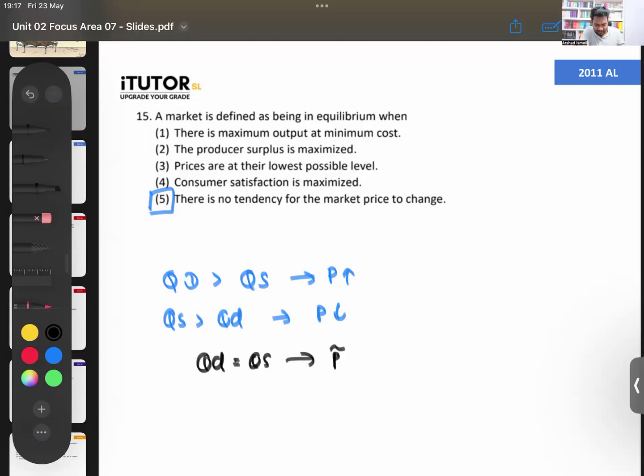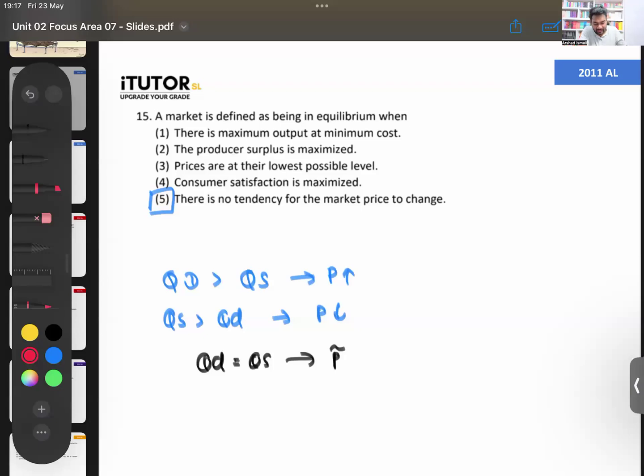Now, some of you gave me other answers. I got answers number 1 and 3 in the chat box as well. One says there's a maximum output at minimum cost. You can't say that. Just because you are at equilibrium, you can't say they are producing the maximum output or producing at the minimum cost. You can't say anything like that.